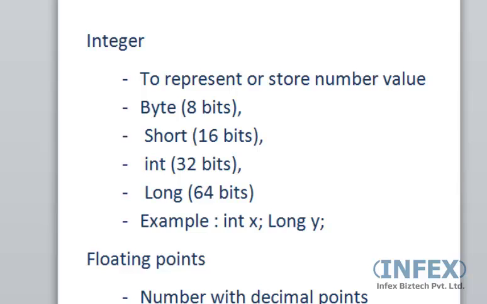Here, this is the example of how to declare an integer variable. Here, x is the integer variable. First, you should write the data type and then you can write the variable name, then a semicolon.